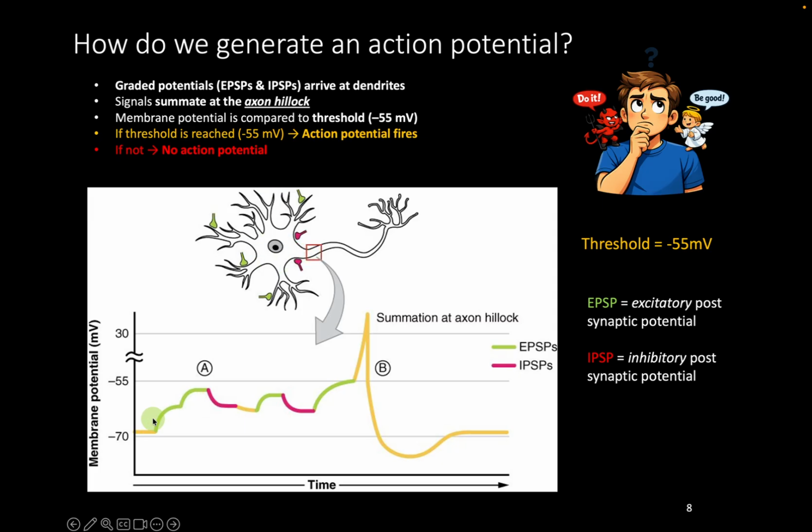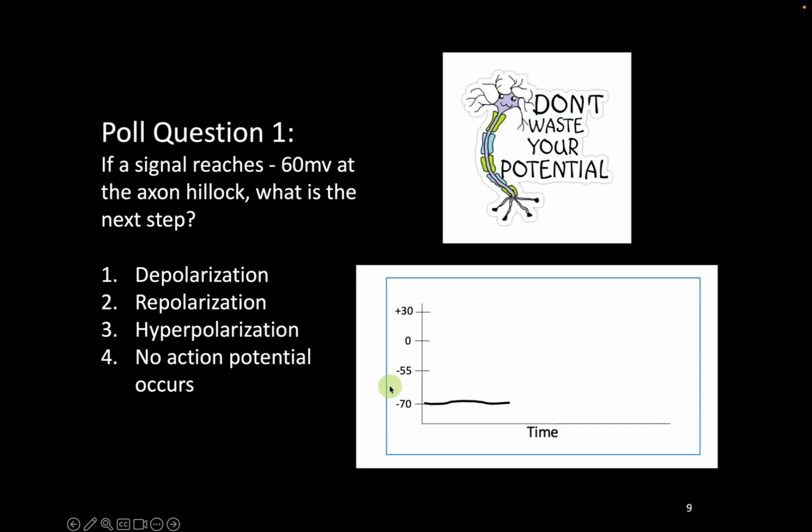And you can see it did not occur until this point in time, because that is when the actual voltage hit threshold. So basically you just have to recognize that at the axon hillock is where action potentials are generated, but they are only generated when we hit negative 55 millivolts, or threshold. All right, so at this point we have created an action potential. So let's stop and do a quick question here. If we have a signal and it reaches negative 60 millivolts at the axon hillock, what is the next step?